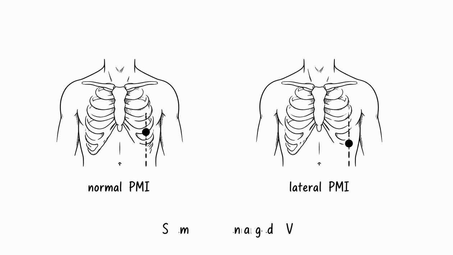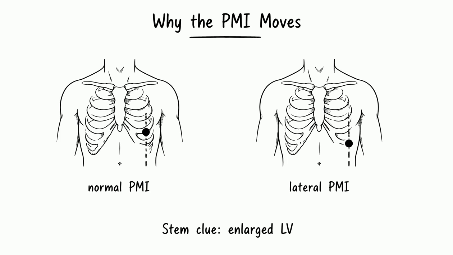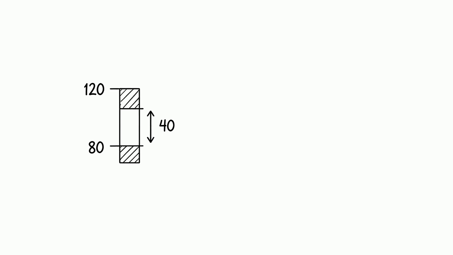Normally, the point of maximal impulse stays relatively medial. In chronic regurgitation, dilation pushes the PMI laterally and downward. That stem phrase is simply a bedside clue to eccentric hypertrophy.